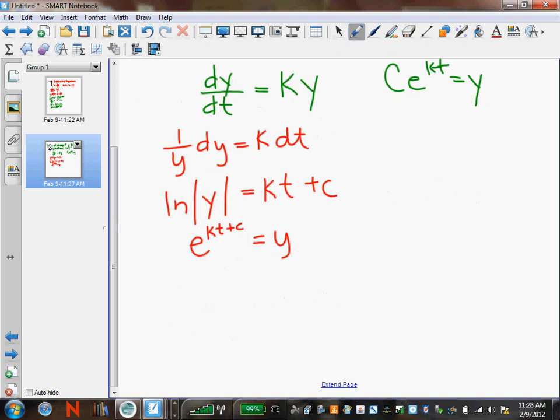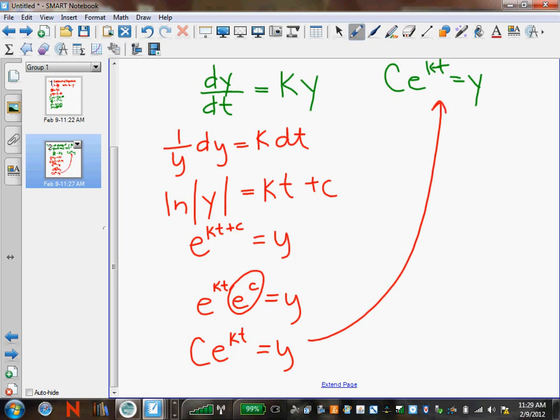Now here's the tricky part. Anytime I've added my exponents together, that means there were like bases that were multiplied together. Well, e to the c is just another constant. e is the number raised to the constant c, so we call that big C. And then I have big C e to the kt equals y. Now, there's no need to go through that proof every time. If you just want to remember that if dy over dt is proportional to y, you know that y equals C e to the kt.